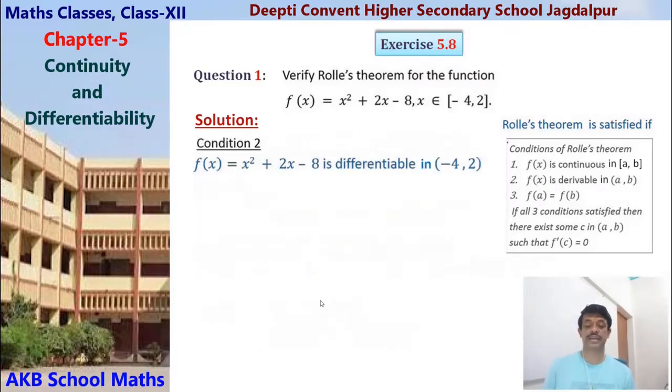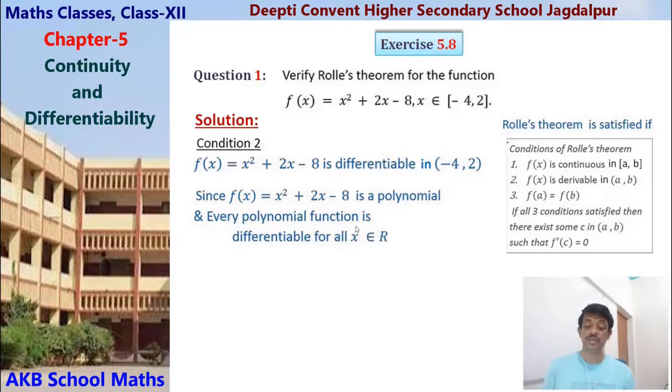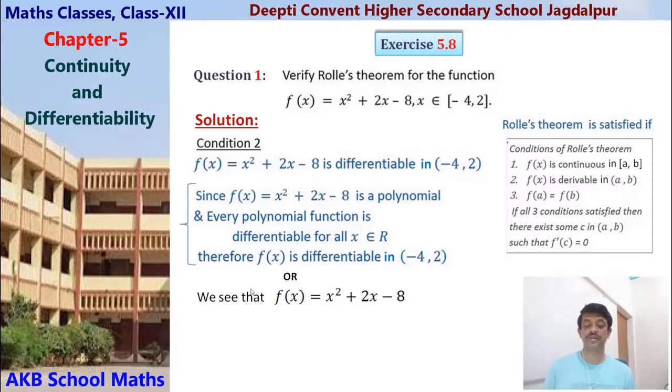Now the second condition: f x is differentiable in the open interval minus 4 to 2. Since f x is a polynomial, and every polynomial function is differentiable for all x belongs to R, the function f x is differentiable in minus 4 to 2. We can prove it another way like this. Suppose f x equals x square plus 2x minus 8.